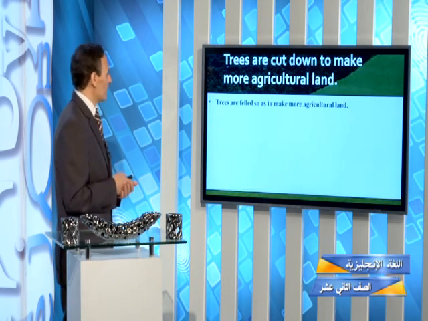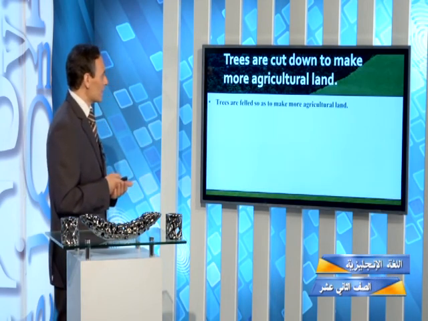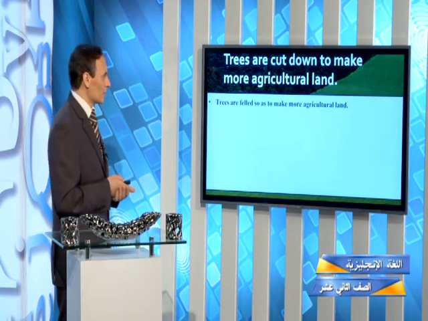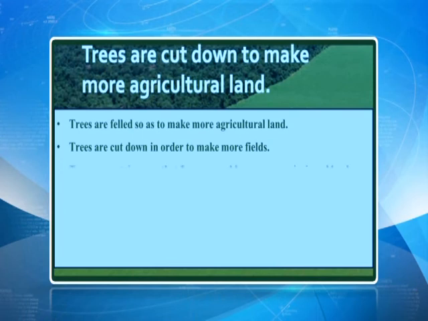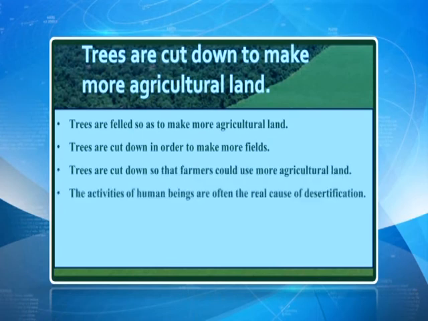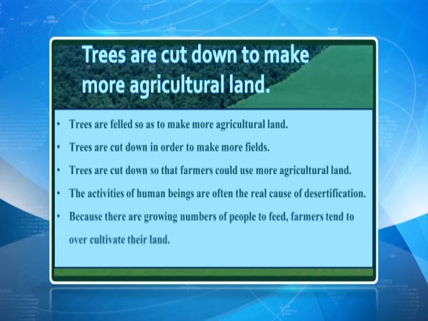Okay? Have a look at the following sentence. Trees are felled so as to make more agricultural land. Trees are cut down in order to make more fields. Trees are cut down so that farmers could use more agricultural land. The activities of human beings are often the real cause of desertification, or because there are growing numbers of people to feed, farmers tend to overcultivate their land.